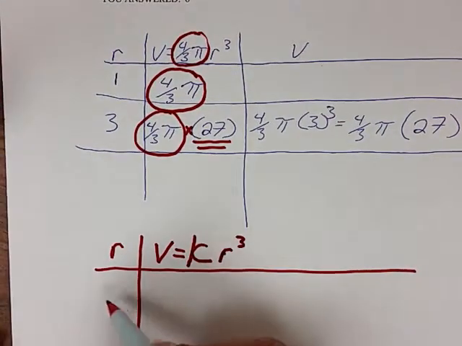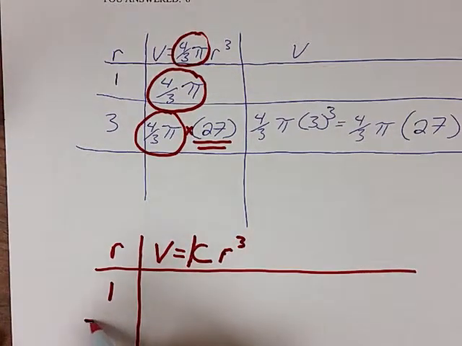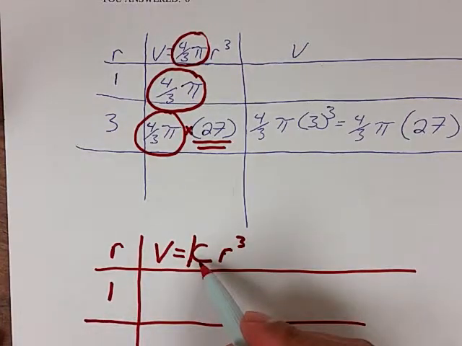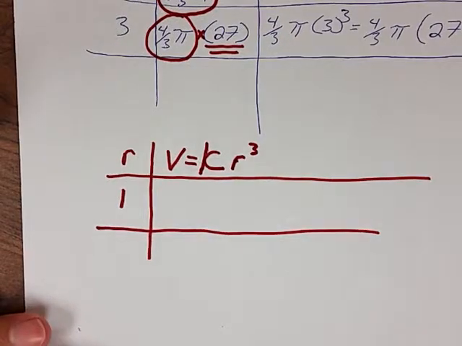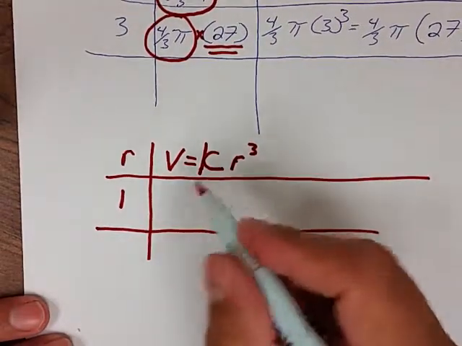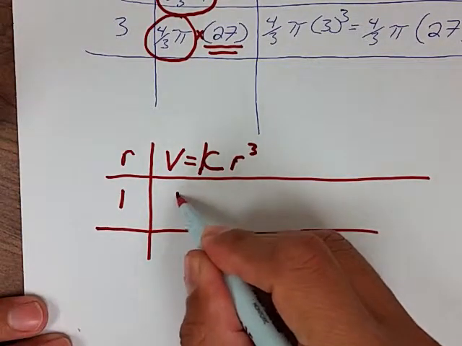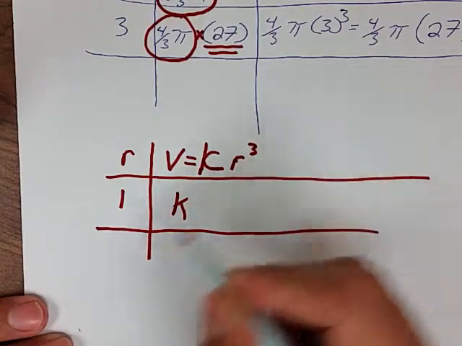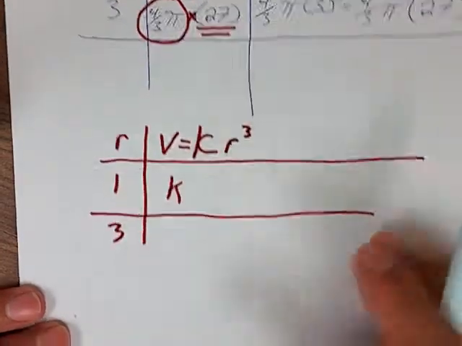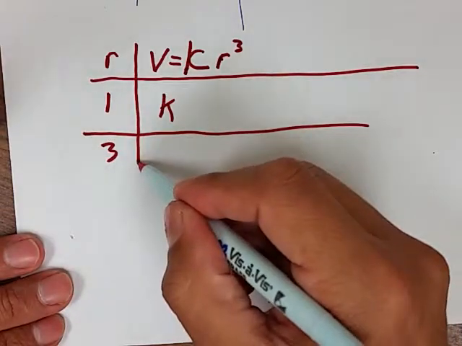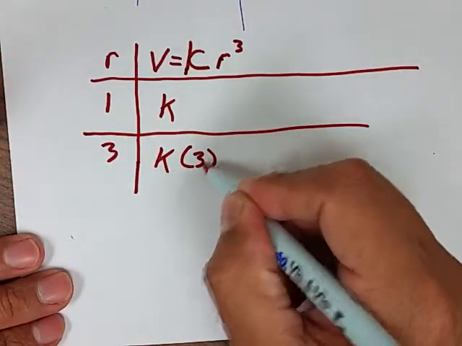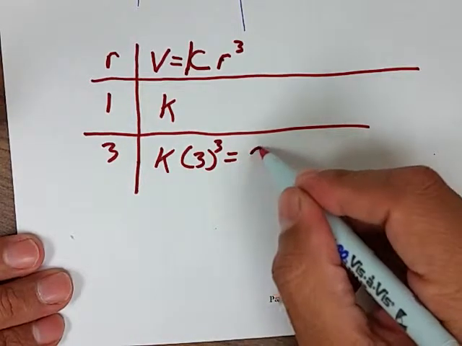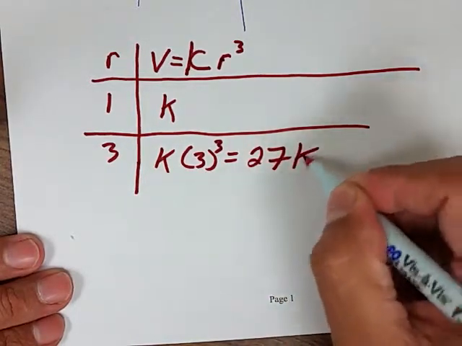So now when I look at this, instead of writing out the constant as 4/3 pi, I'm just going to write it as k, the constant of proportionality. So I have k times r cubed. When I triple r, notice what happens. You get k times 3 cubed, which is 27k.